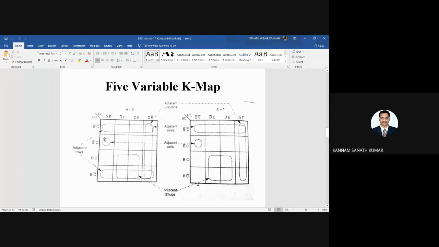One more pair is there. See here, there is one circle in each map, so we can combine these two circles and make one pair. As you know, a pair eliminates one variable. If you combine these two, A will be eliminated. A quad eliminates two variables and an octet eliminates three variables.